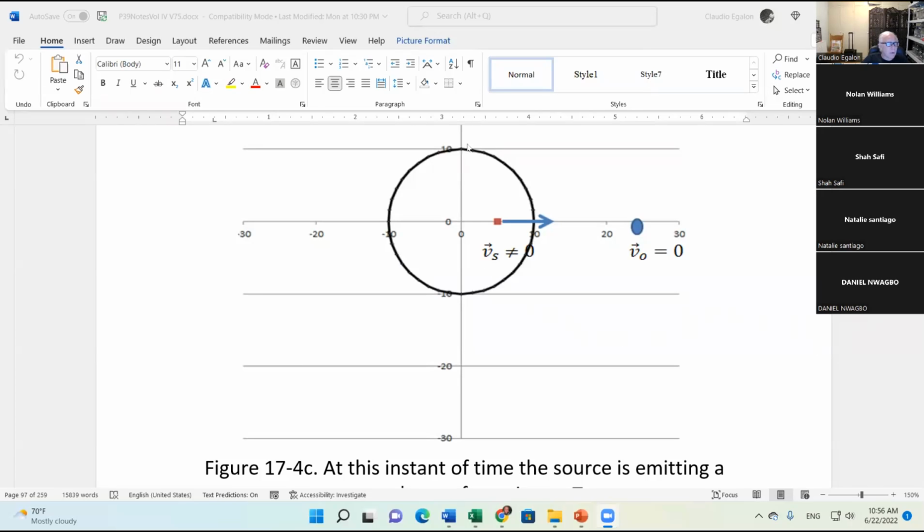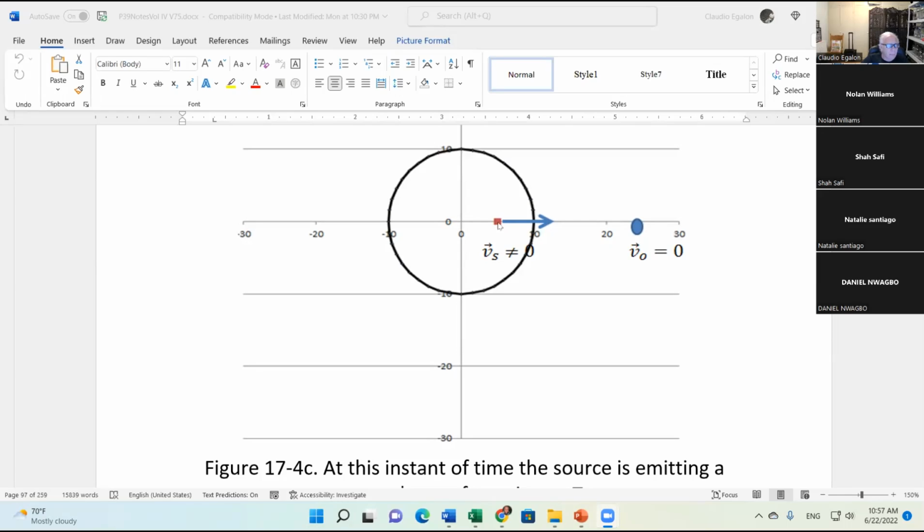So remember that this wave here was emitted at this point in space, right? And the source moved from here to here. At this instant of time, the time from here to here is equal to the period of the wave. This source here is about to emit a second wave front. So the amount of time from here to here is going to be the period of the wave, okay?